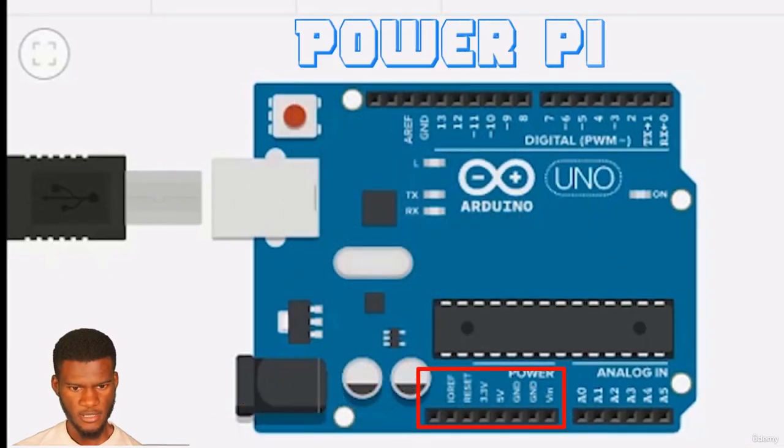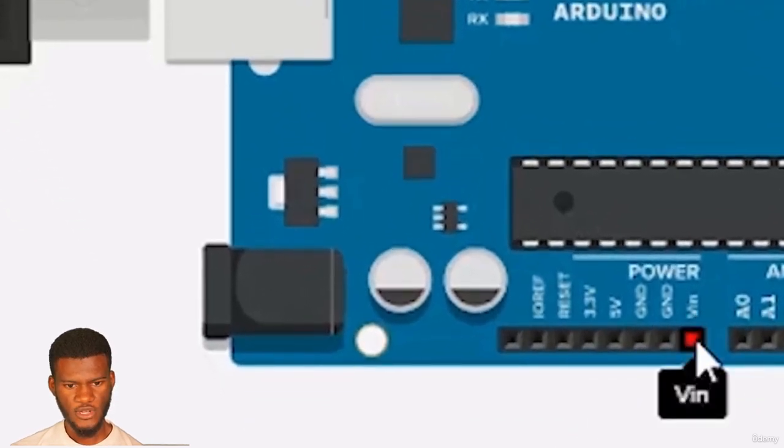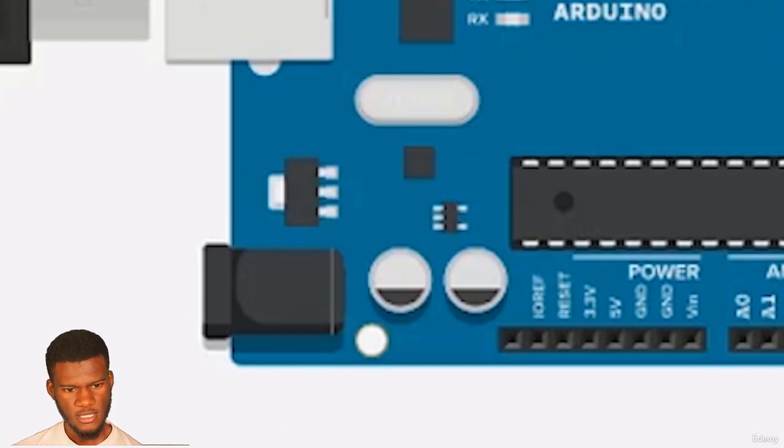Here you see the power pins. These power pins are responsible for delivering power to our project and also to the Arduino. The first one you see here is called the VIN. The VIN can give your Arduino extra power. For instance, if you don't want to use the USB or the auxiliary power cord, you can connect a wire from a battery into this VIN and then into the GND. It's going to power up your Arduino.